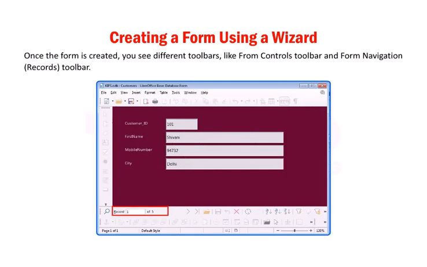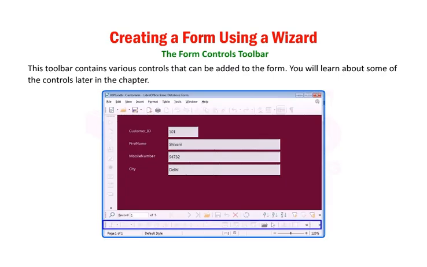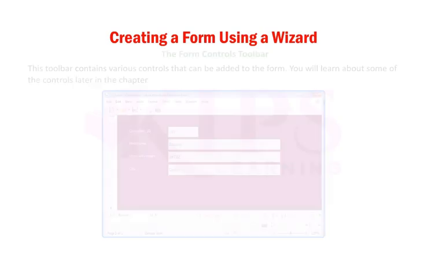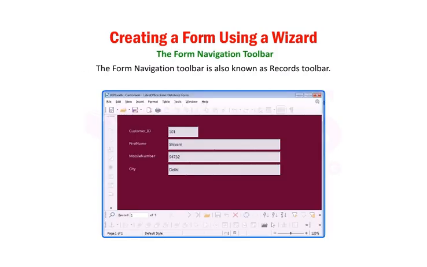Once the form is created, you see different toolbars like Form Controls toolbar and Form Navigation Records toolbar. The Form Controls toolbar. This toolbar contains various controls that can be added to the form. You will learn about some of the controls later in the chapter. The Form Navigation toolbar. The Form Navigation toolbar is also known as Records toolbar.